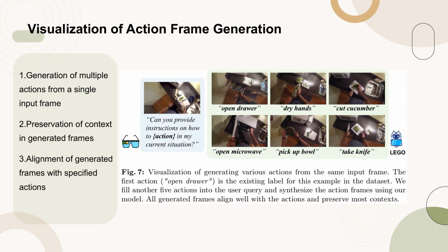Figure 7 showcases the capability of our model to generate various actions from the same input frame. The initial action, Open Drawer, is already labeled in the dataset. We then introduce 5 additional actions into the user query and synthesize the corresponding action frames using our model. Remarkably, all the generated frames not only accurately depict the specified actions but also maintain the contextual elements from the original input frame. This result underscores the model's understanding of action state transitions and its ability to generalize across different user queries, highlighting the effectiveness of our approach in egocentric action frame generation.